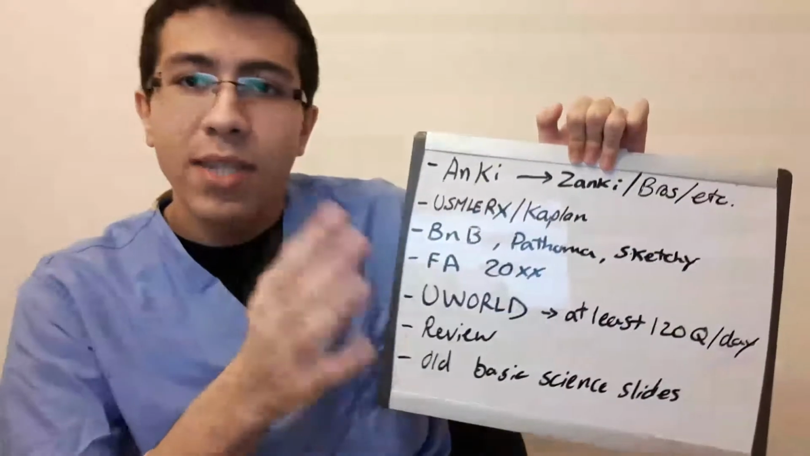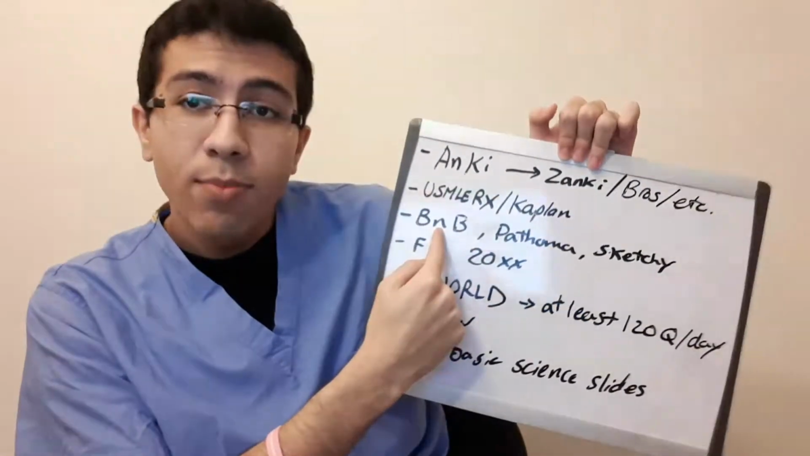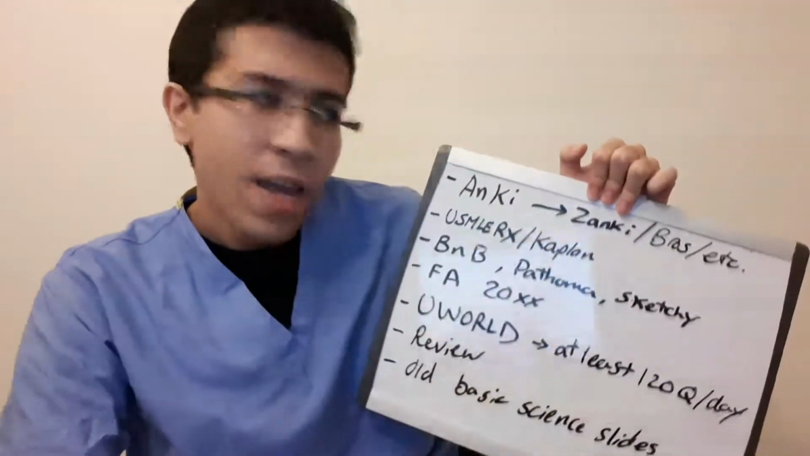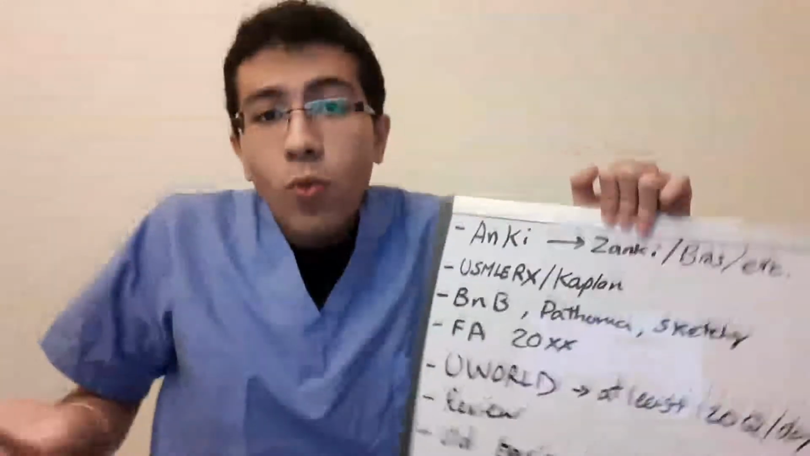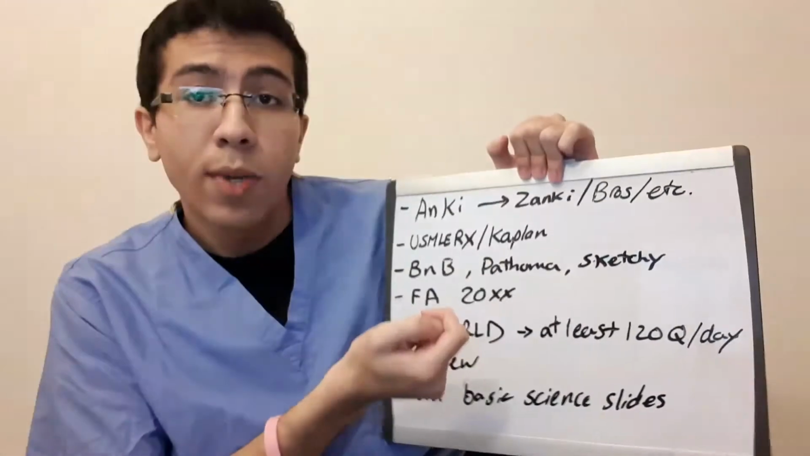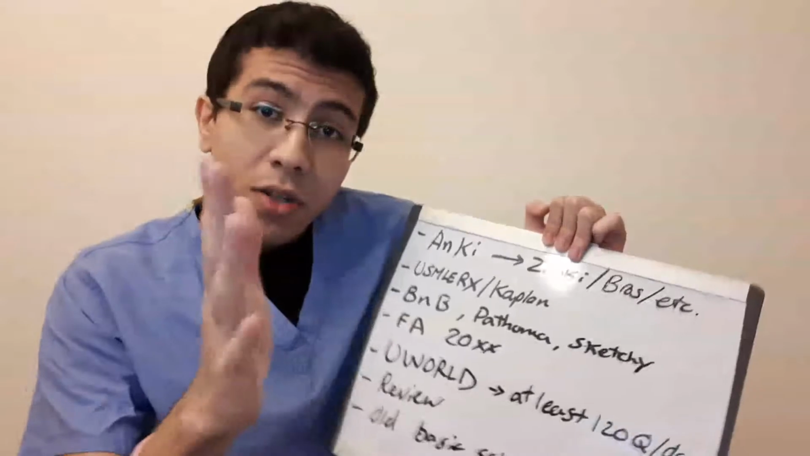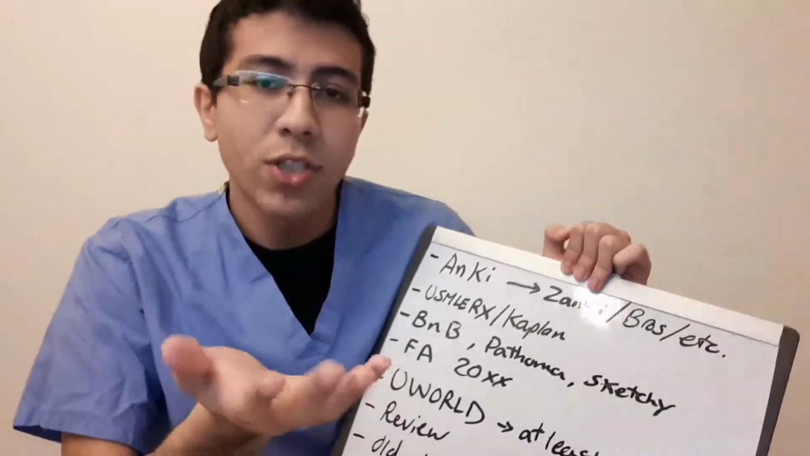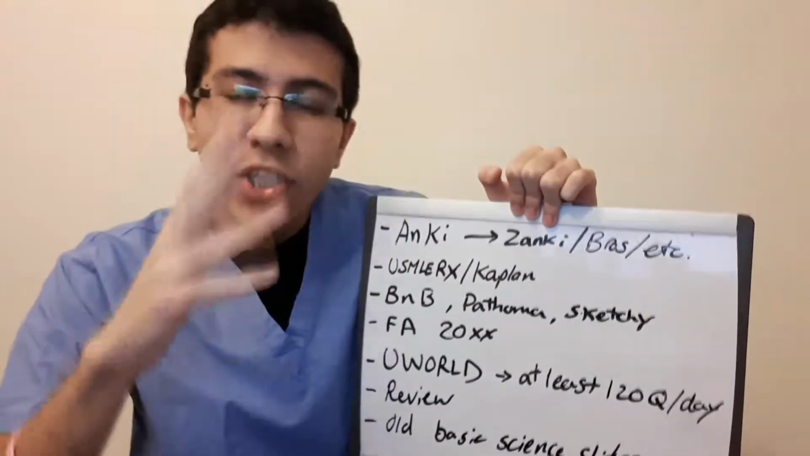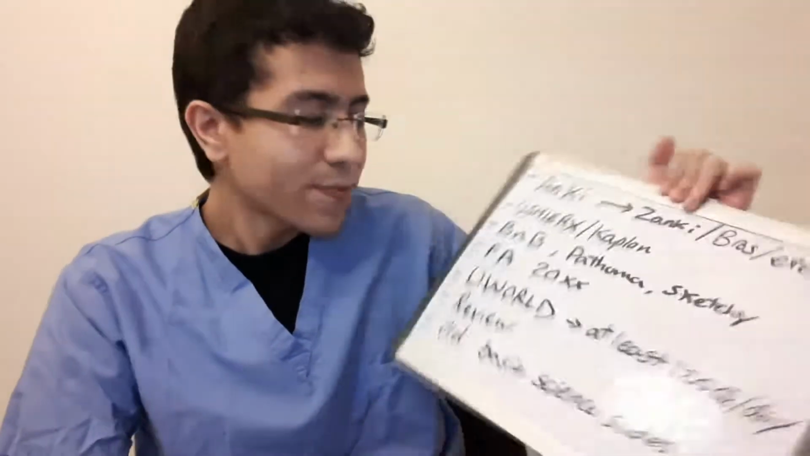So we've done our Anki cards and our USMLE RX, and while we're going through our basic sciences, we want to go over Boards and Beyond, Pathoma, and watch Sketchy when necessary. Obviously, these resources sometimes don't work for everybody. I personally liked all three, especially Boards and Beyond and Pathoma. The Sketchy micro videos I really liked. I never watched the pathology videos, and I really enjoyed some of the pharmacology, okay?